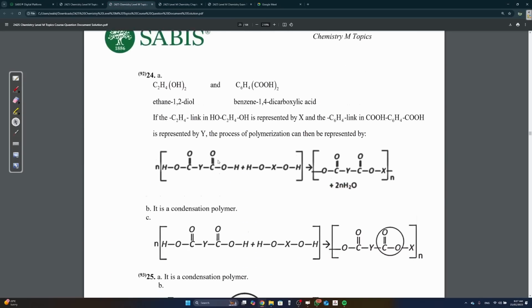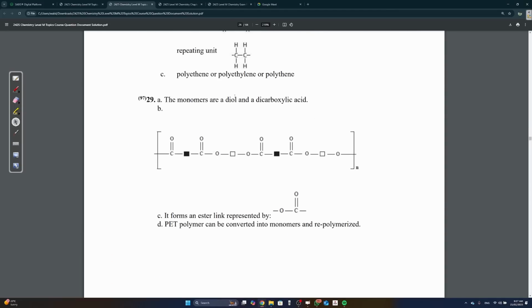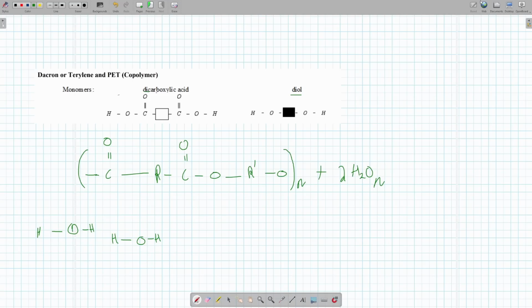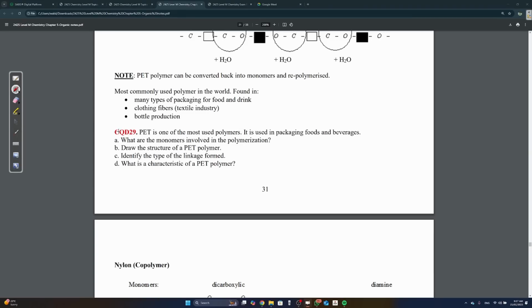What CQD is this? 29. Let's go to 29. Diol and dicarboxylic acid. Draw the structure of a PET polymer. We just drew one here, so you can just copy it. But if you want, it starts with the R bonded to its C double bond O, O bonded to the other R prime, bonded to the O, right? Bonded here to the C double bond O. That's how it looks, and you put this n times. So let's take a look at the solution.